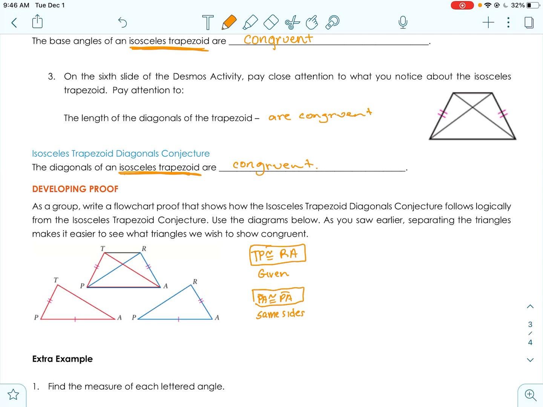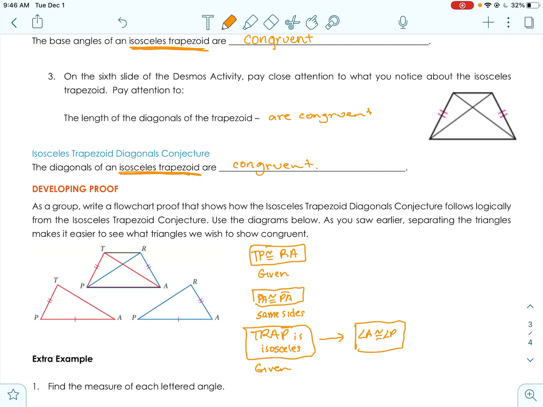Now, the next thing that we know is that this is an isosceles trapezoid. So we're going to say trapezoid TRAP is isosceles. And why can we say that? Because that's given to us. Now, this leads to us being able to say that angle A and angle P are congruent.